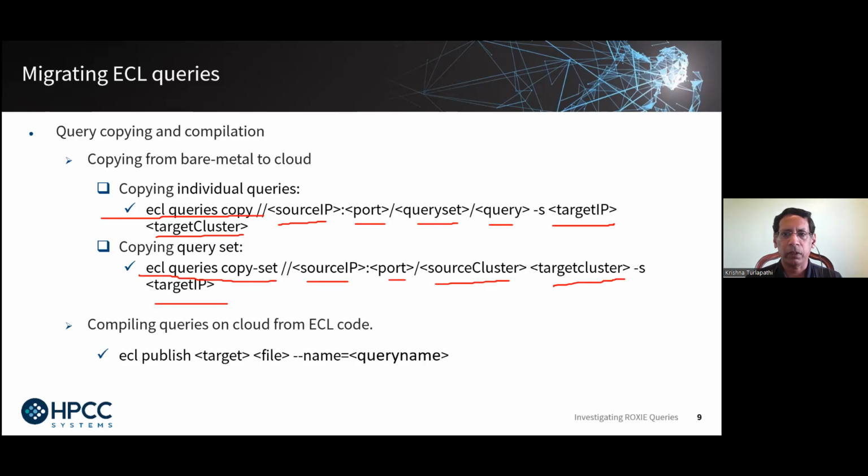If you want to compile queries from your code repository on your local or use a local ECL file, you can use a command line, the ECL IDE, or a third-party tool such as VS Code. You can use the command ECL publish by providing the target where you want the query to be published, the file name you want to use, and the name you want to provide for the query.